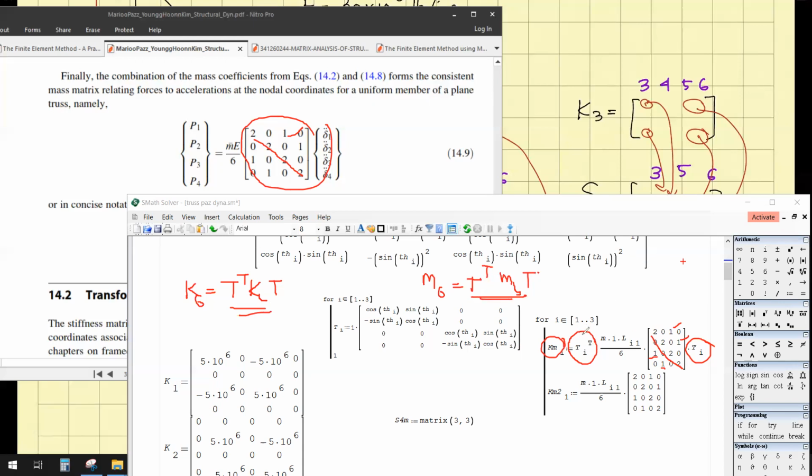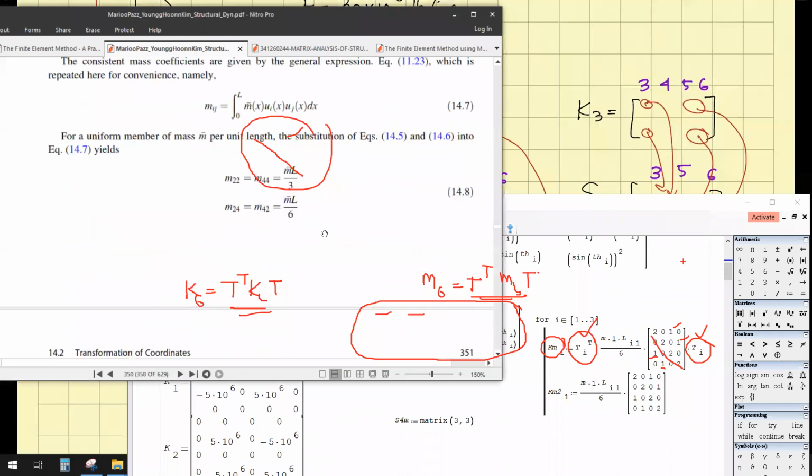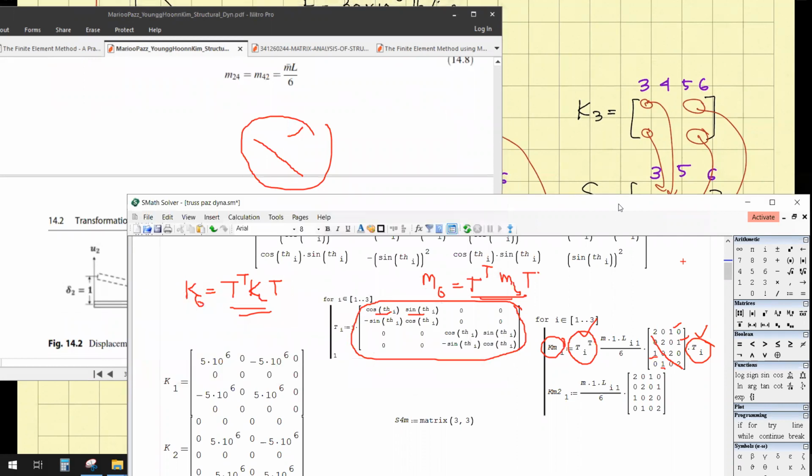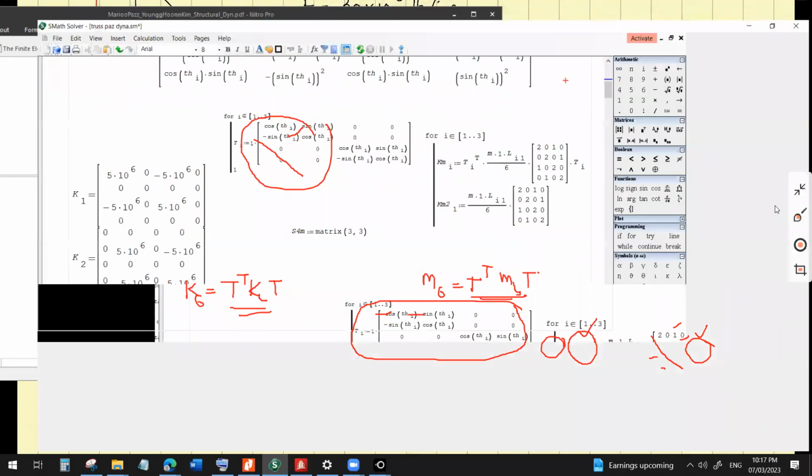Okay? That's why we have a transformation matrix there. And what's the transformation matrix? This is it. It's basically a function of cosine and sine of the angle of inclination. And that's it.